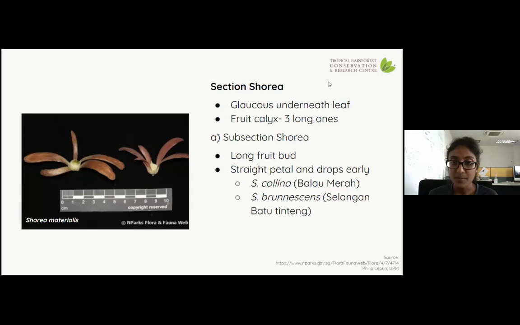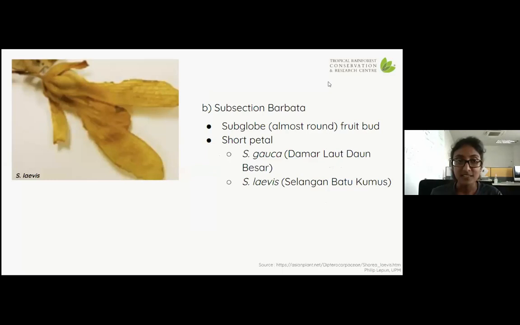For subsection Shorea, the difference between different subsections is when you look at the fruit. So the fruit buds, as you can see for Shorea materialis here, are quite long. And the flower petals are straight and they drop early. So some examples are Shorea collina and brunnescens. And for subsection Barbata, the fruits are almost round.